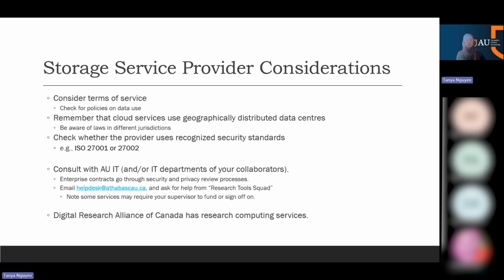Storage provider considerations. You'll need to consider the terms of service for using that product and whether they meet your security and confidentiality needs. You have to remember that these cloud services use distributed data centers, and if those data centers are outside your country of residence, then they're subject to the laws in those jurisdictions.